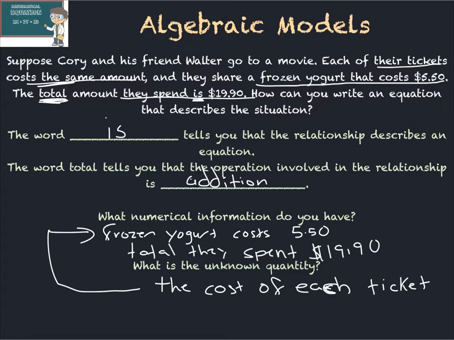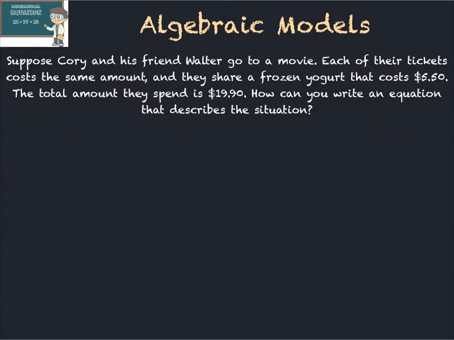Okay, now how can we use this to create an equation? Well, let's move on to the next. So it says Corey and his friend Walter go to a movie. So that right there tells us that we're dealing with two individuals, two people. So how many tickets are we actually buying here? We're buying two. And each of those tickets costs the same amount. So each of the two tickets costs the same amount. Remember, when you see "each," that's another one of your keywords that's going to mean multiplication.